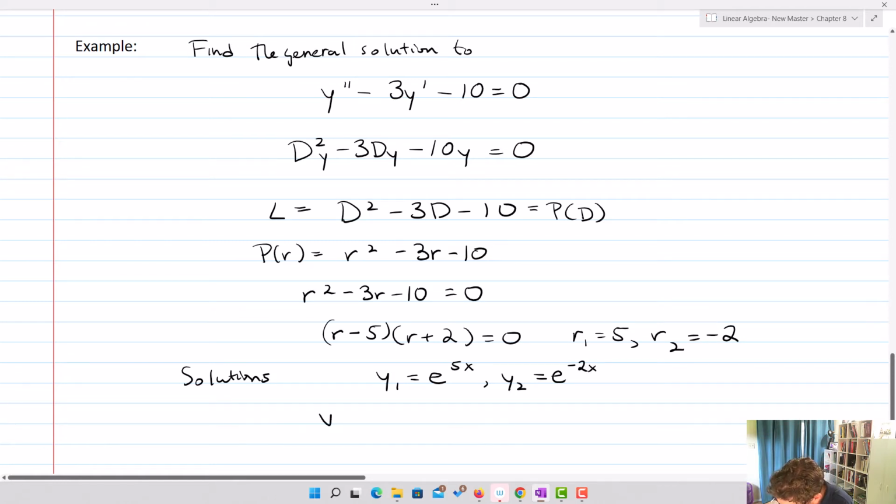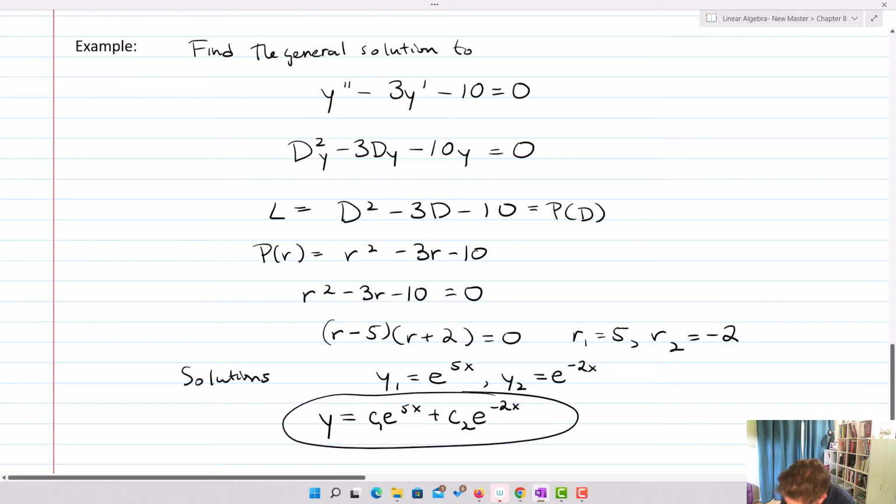And we write that together as a single value. Y is going to equal c1 e to the 5x, because we have two constants, plus c2 e to the negative 2x. And that is the general solution to the differential equation.